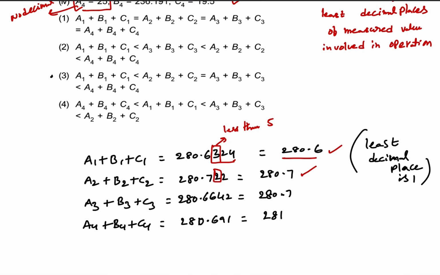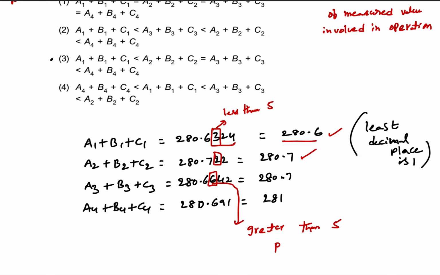Next case, if I add, we get 280.722, and the number to be dropped is 2. 2 is less than 5. Finally, we'll get 280.7 only. Next, the third case, we can see that the number to be dropped is 6. 6 is greater than 5. The preceding digit will be raised by 1.